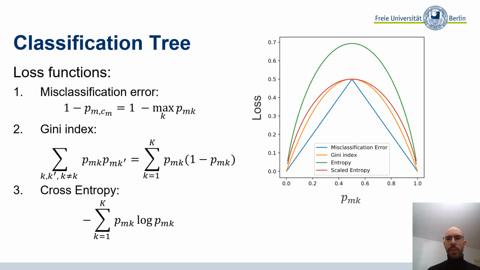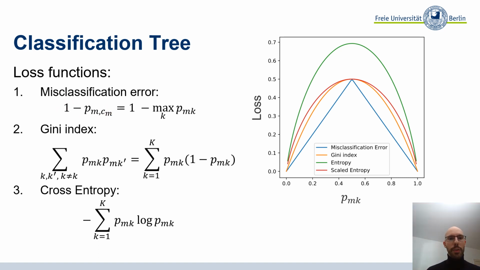Then we can use this proportion pmk to define a couple of different loss functions. The most simple loss function that we can think of is the misclassification error. Here pmcm, remember cm is the predicted label for a node m, is the proportion of training data points that get the label cm, so which get a correct prediction.